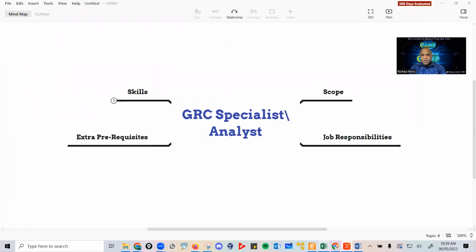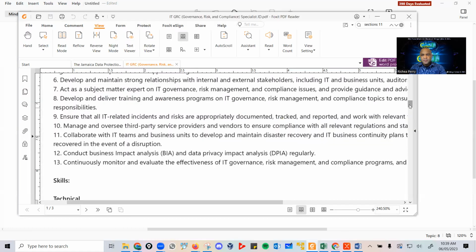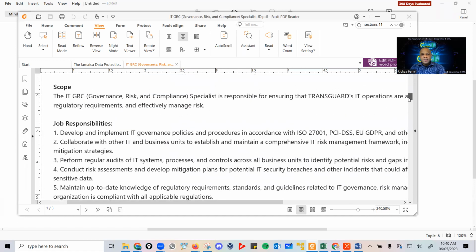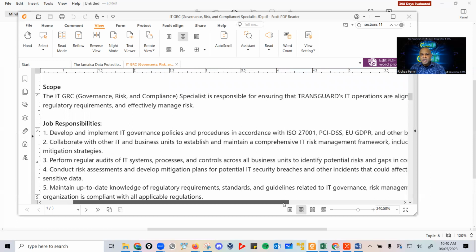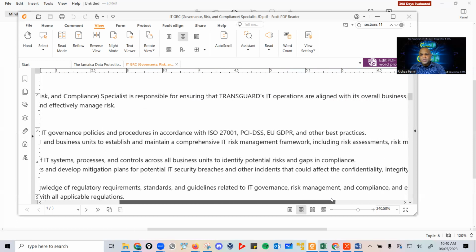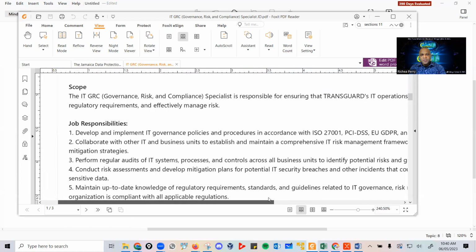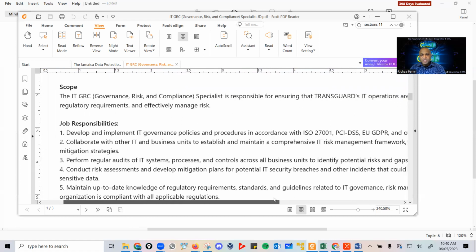So let us go back. So this is the job scope, right? So that's the scope of the job. The IT governance specialist is responsible for ensuring that this particular company or organization's IT operations are aligned with its overall business goals, comply with regulatory requirements, and effectively manage risk. So that's the scope of this job description.